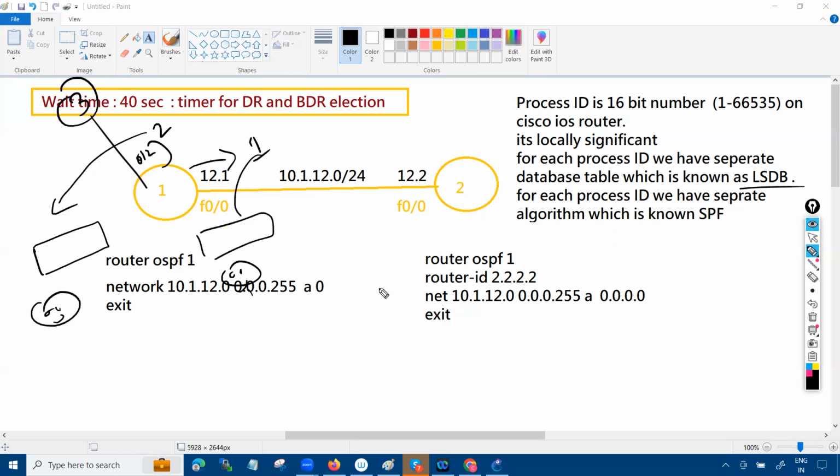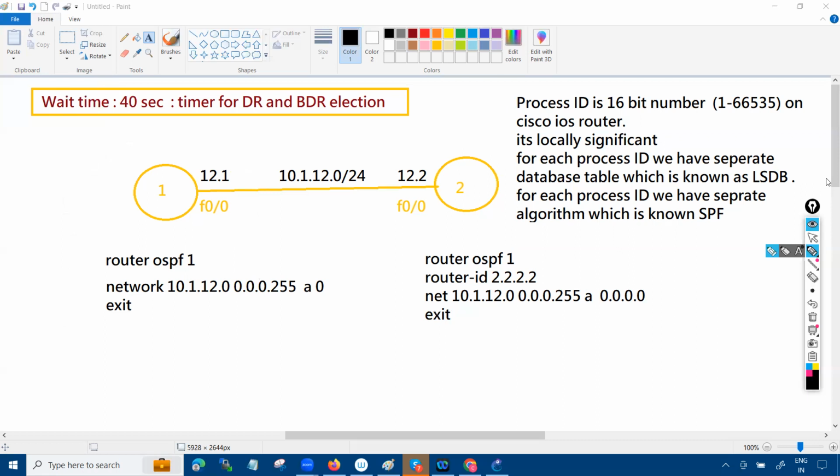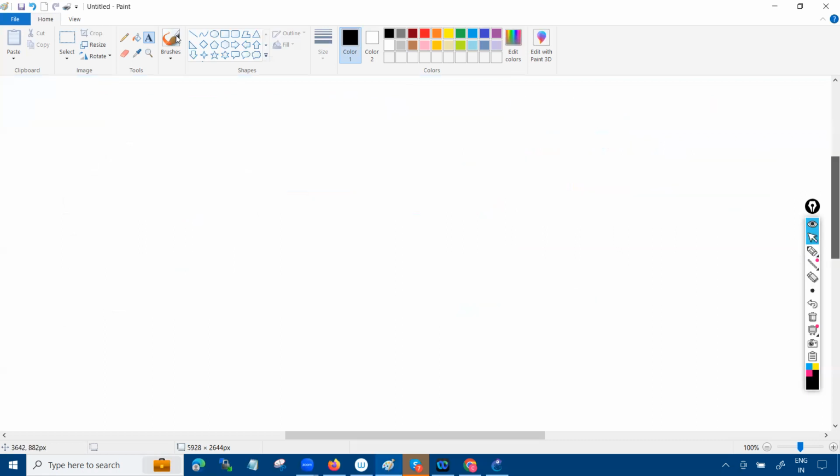Now you may have a question: if the process ID is locally significant, and they still form the neighborship, then where is the use case of this? Definitely there is a use case. Let me explain. I can't give you much detail, but understand the concept.